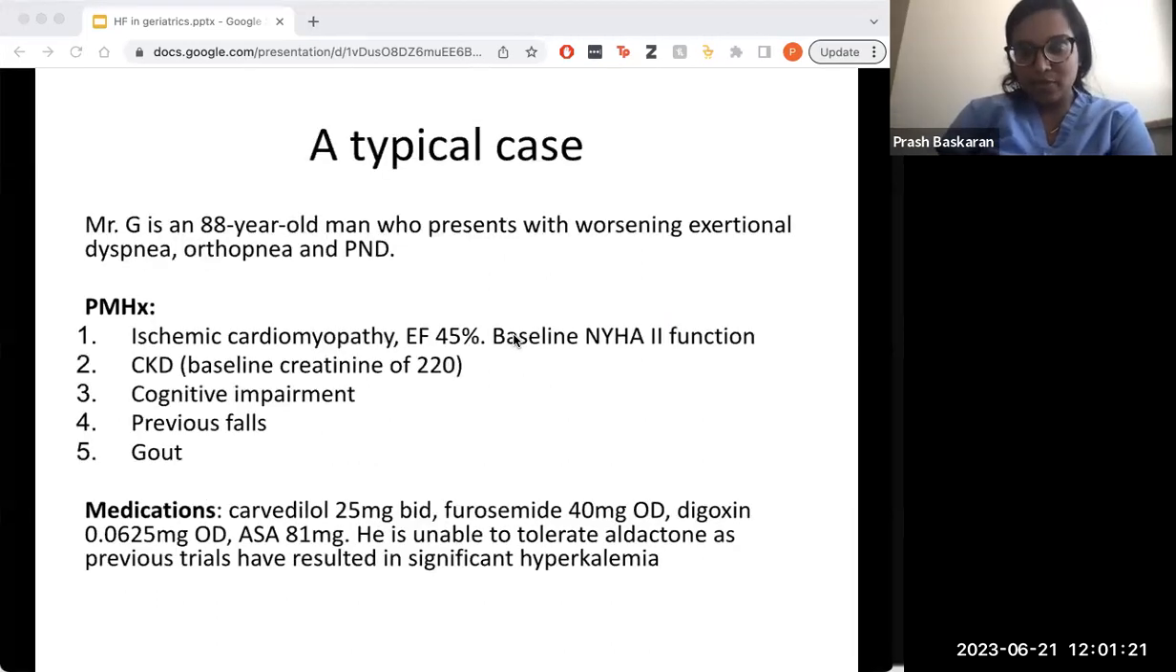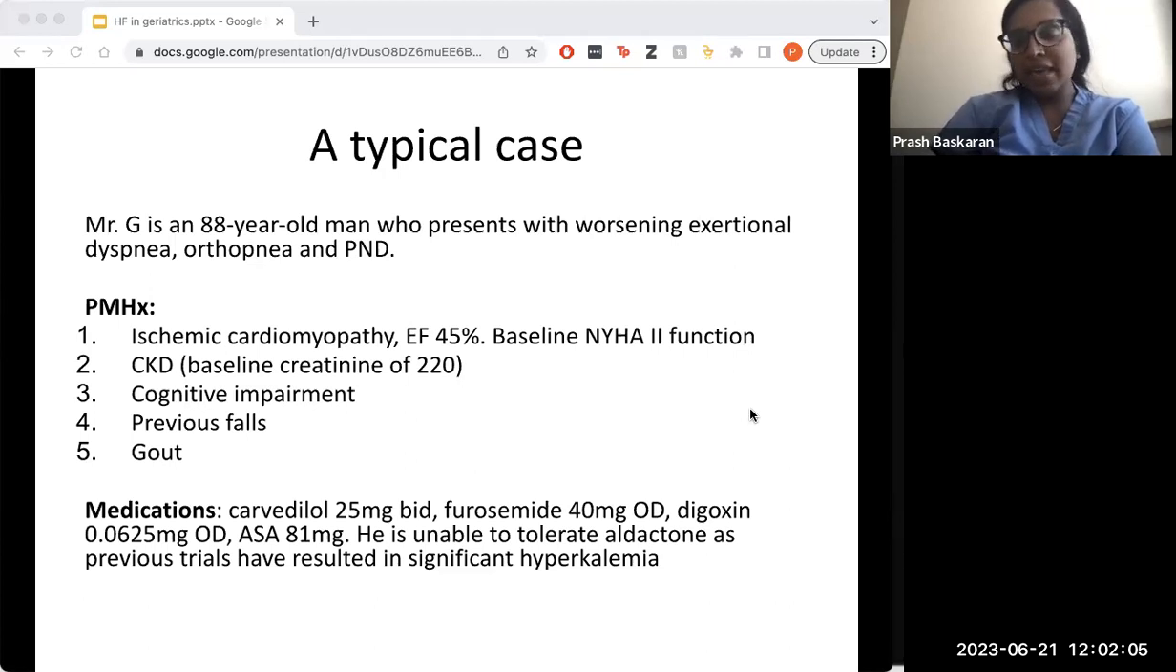Okay, so this is a typical case, something that we as internists see all the time, both in the emerge as well as on wards. So Mr. G is an 88-year-old gentleman. He presents with worsening exertional dyspnea, orthopnea, PND, and we're obviously thinking heart failure when we see this. His past medical history is pertinent for ischemic cardiomyopathy with an EF of 45%. His baseline NYHA function is 2. He has CKD, cognitive impairment with no previous MoCA or MMSE on file, previous history of falls, but with no fragility fractures, gout, and then below are some of his medications.